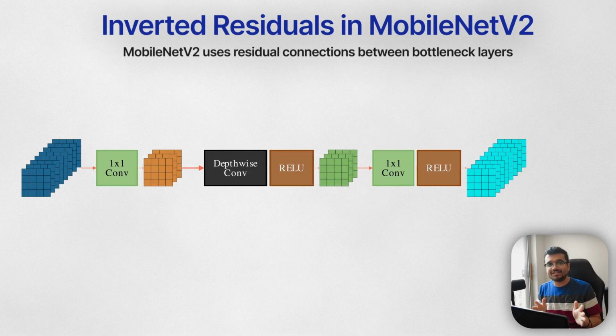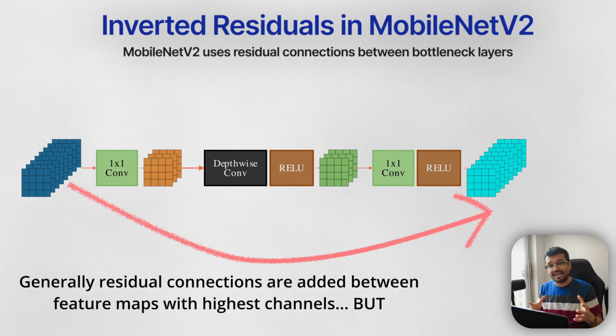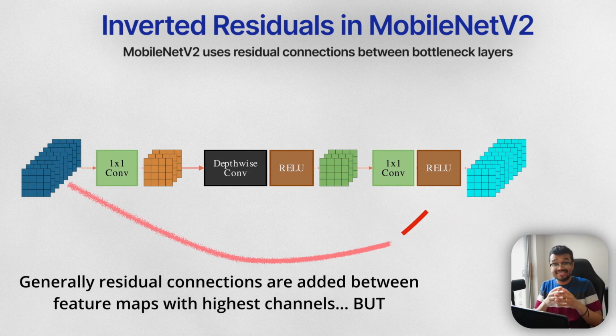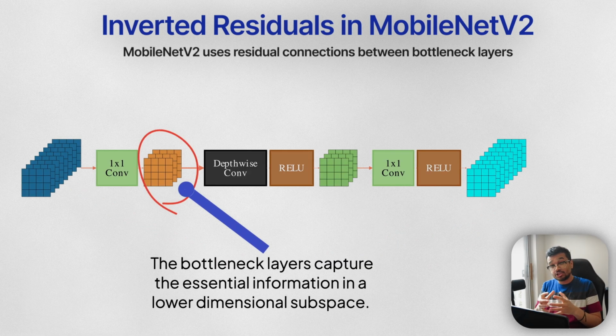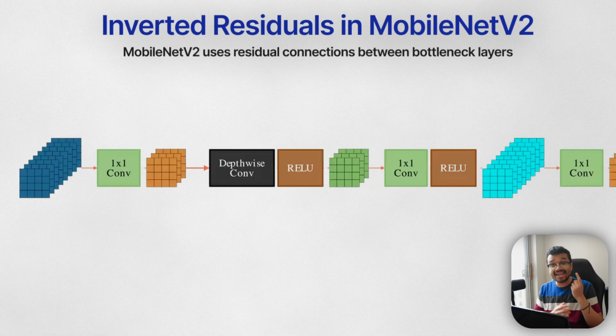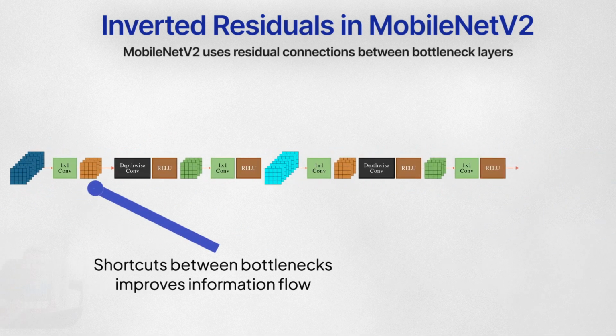Generally, the residual connections occur between layers with the highest number of channels, because intuitively that's where the maximum information lies, right? No. According to the authors, the main information is actually captured inside the bottleneck layers. They compress all of the information from those high channel layers into a lower dimensional subspace. And that's why the authors actually add shortcuts between these bottleneck layers.